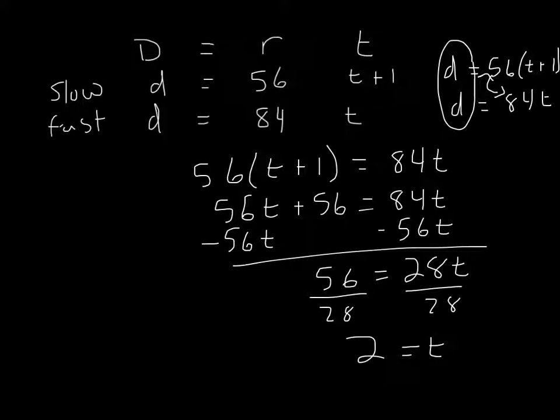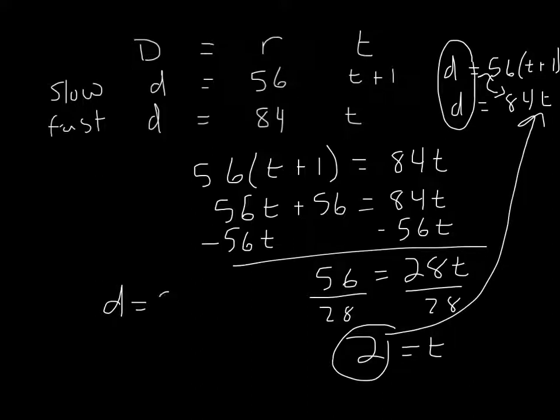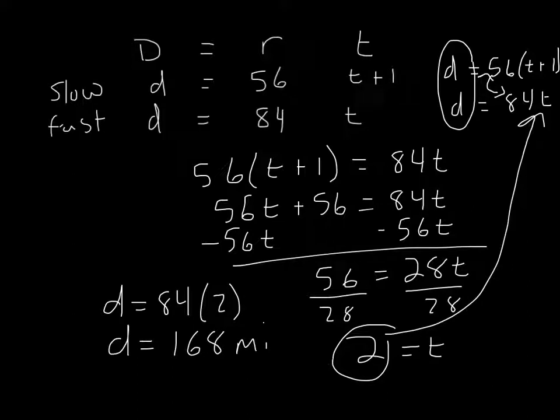That's the time. Now, we don't have our distance yet, right? And that's what they want to know. So we take our 2, we plug it into one of the equations. Let's do the easy one. D equals 84 times 2. So the distance equals 168 miles. And there you go. So they drove 168 miles, and that's when they ran into each other. Okay, it was probably a big fiery crash. I'm just kidding, it really wasn't.